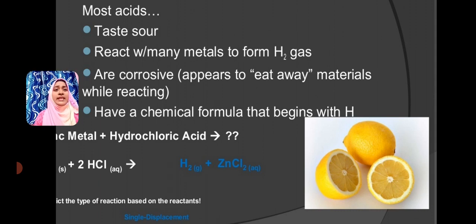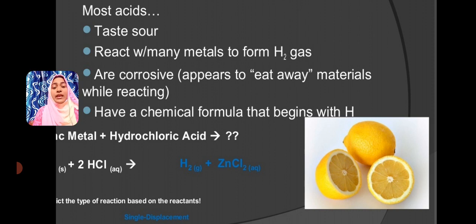Next, the properties of acids. Acids are sour in taste. For example, in our life we often use lemon for dieting purposes. Does it taste sweet? No, it tastes sour. When acids react with many metals, they release hydrogen gas. Acids are also corrosive in nature.